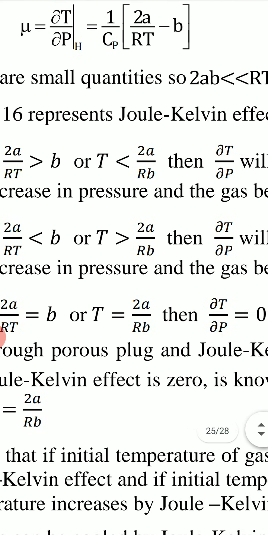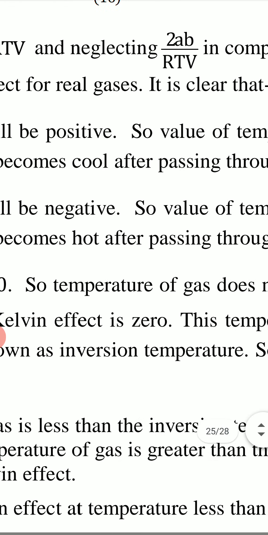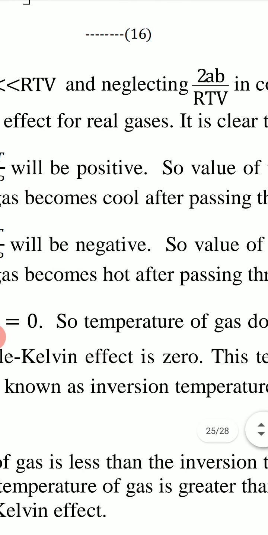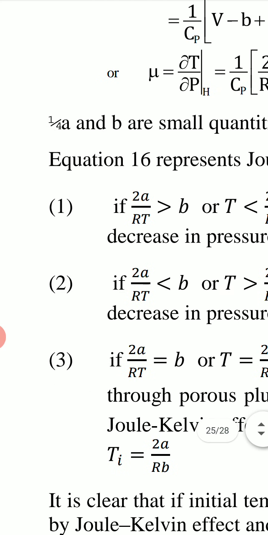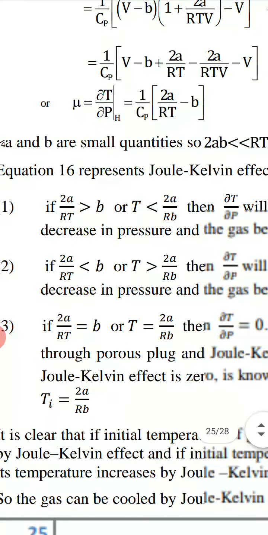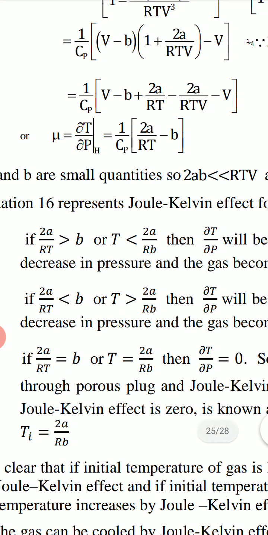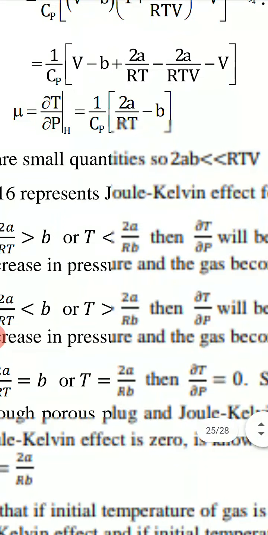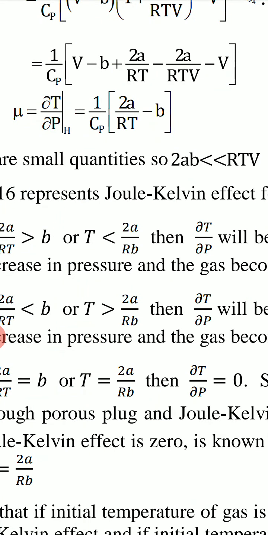This equation represents Joule Kelvin effect for real gases. It is clear that now three cases arise. Inside the bracket we have 2A upon RT minus B. The first case is when 2A upon RT is greater than B, this quantity is positive. The second case is 2A upon RT less than B, this quantity is negative. And the third case is 2A upon RT equal to B, this quantity is 0.